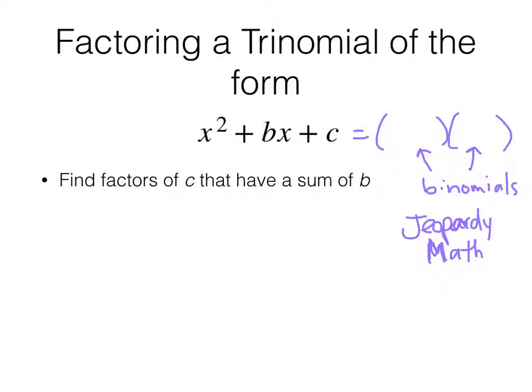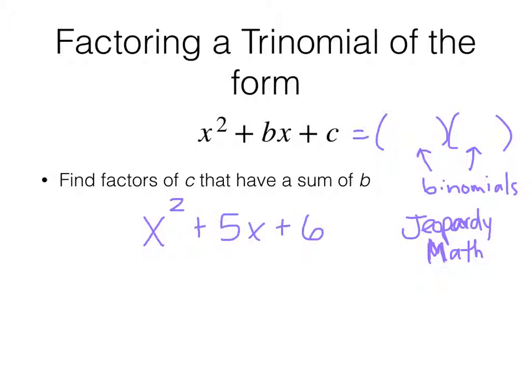So in order to factor a trinomial like this one, what you have to do is find factors of c that have a sum of b. Those of you who got them in class would recognize this as your X puzzles, your sum and product puzzles. Factors of c that add up to b. Let's do a quick example on this page, and then we'll look at specifics.